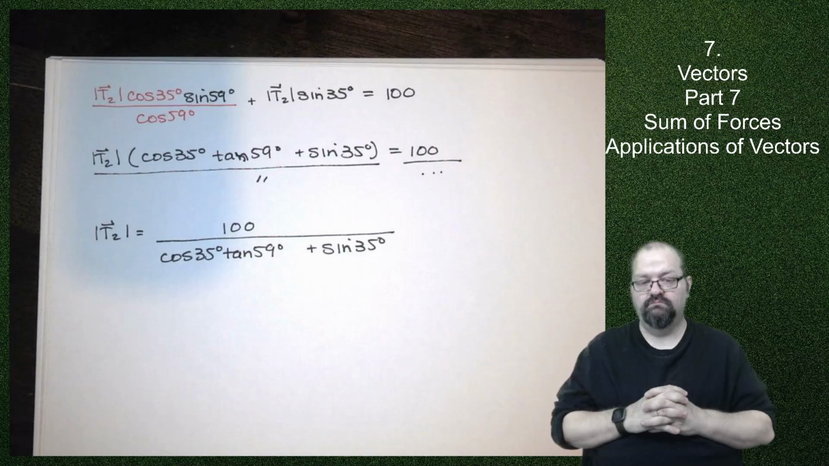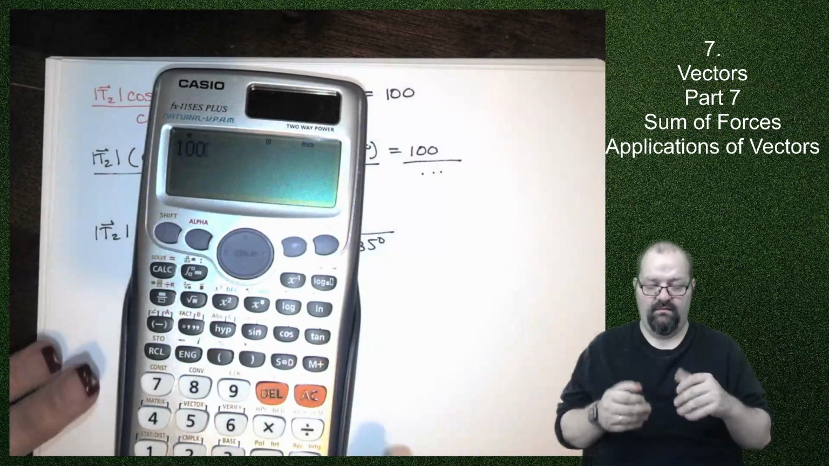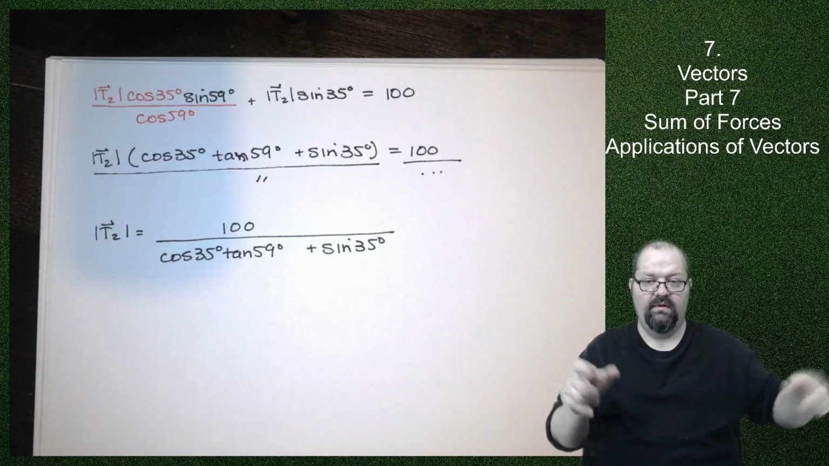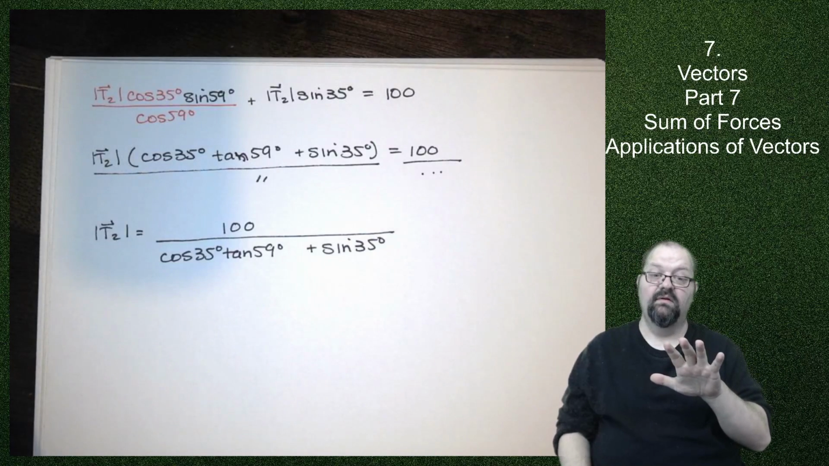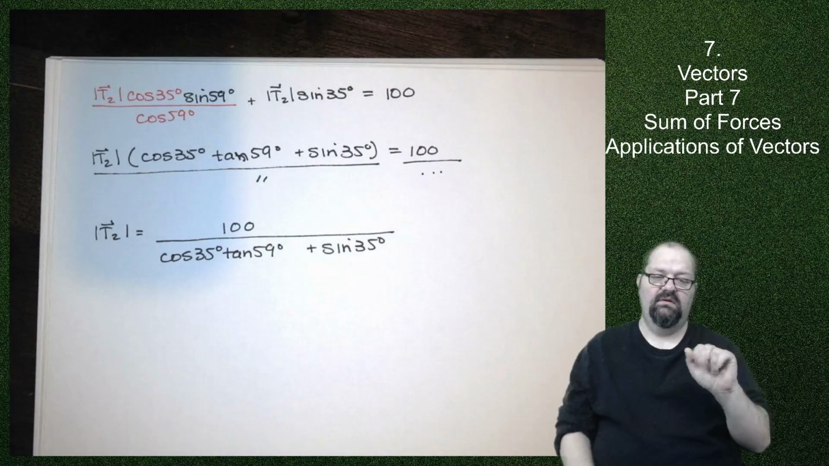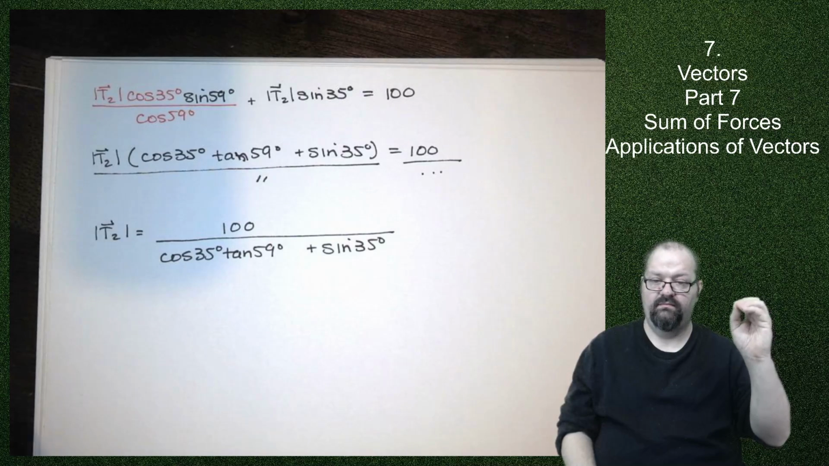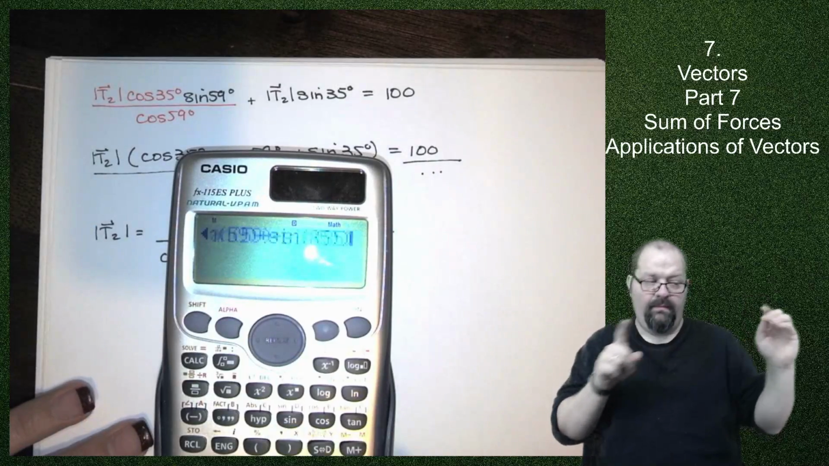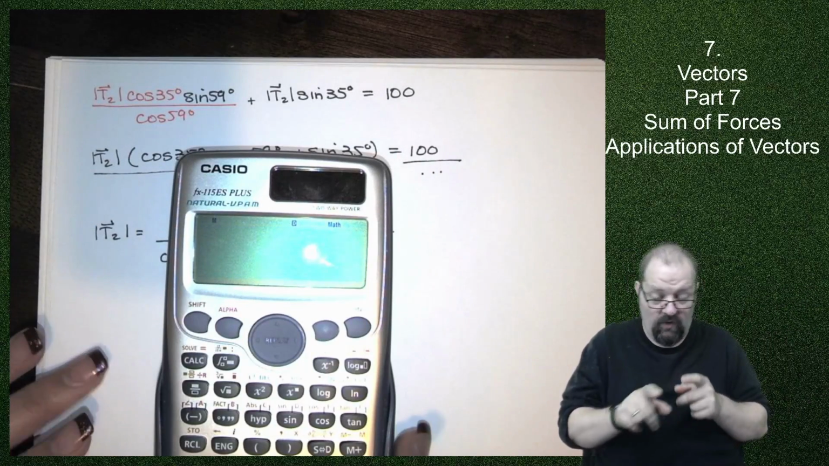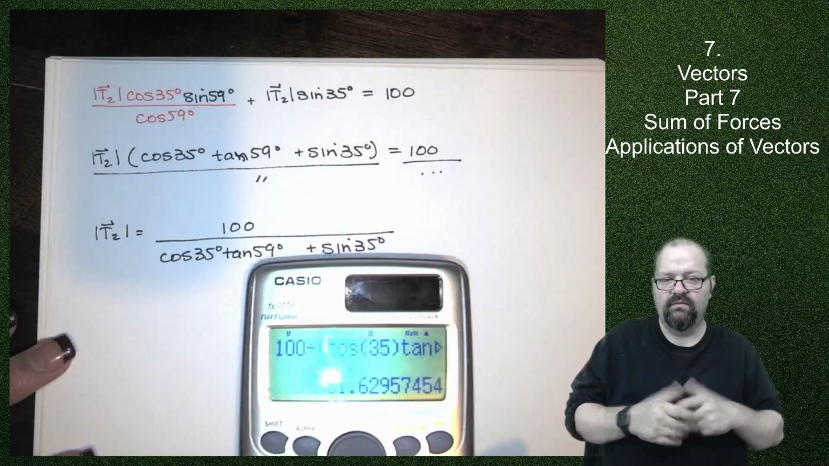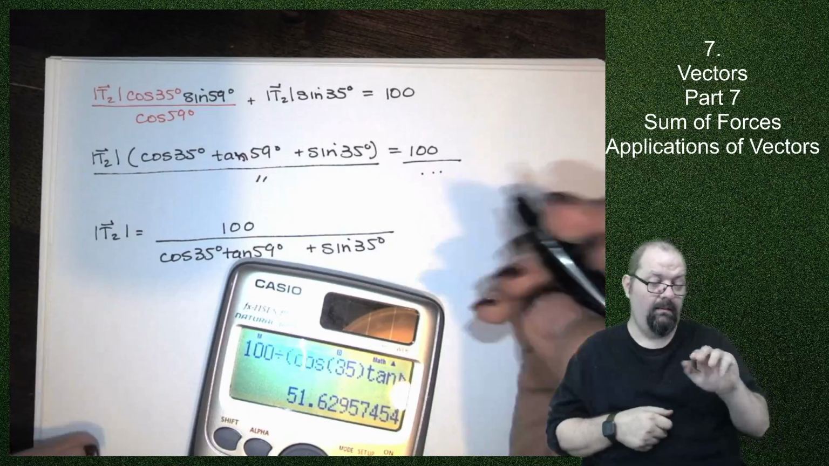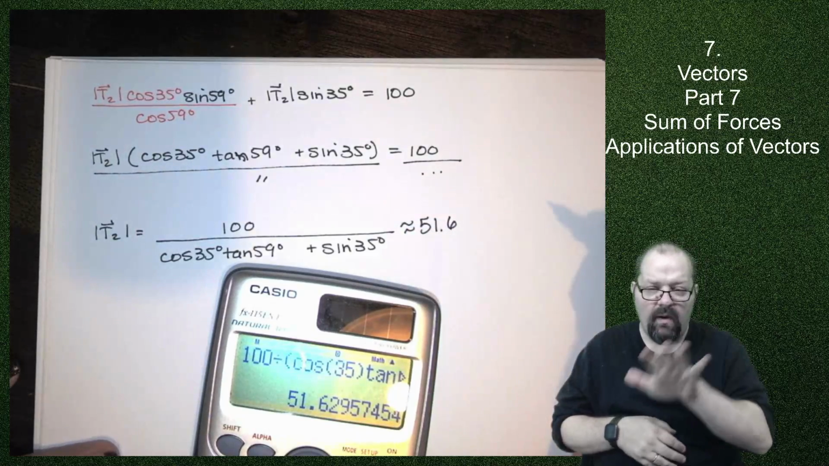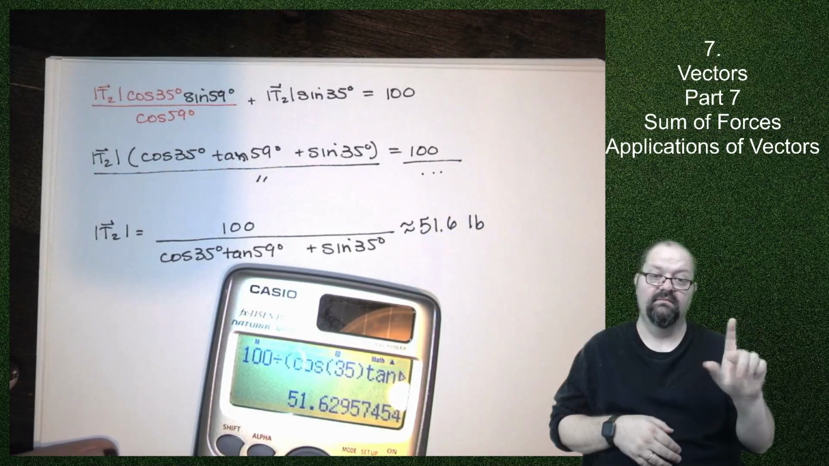All right, guys. So I'm putting in my calculator 100 divided by open parentheses, cosine of 35, I am in degrees, that's good, times tangent of 59, plus sine of 35, close parentheses for the denominator, hit equals or enter, we get an approximation. Magnitude is approximately, let's say 51.6. The weight was in pounds, so we're going to have pounds there.